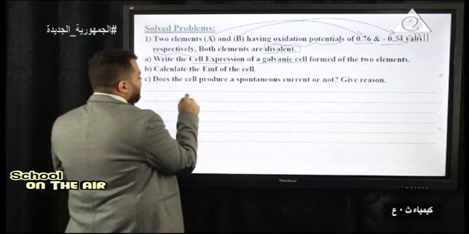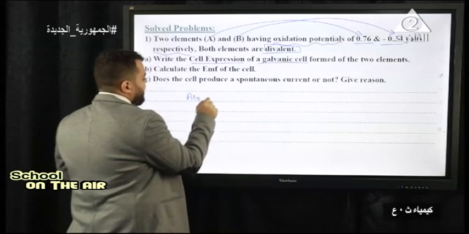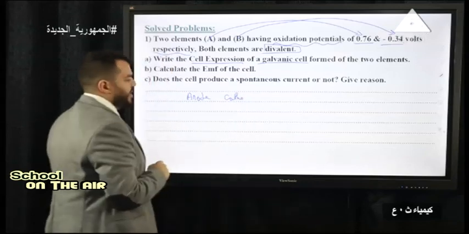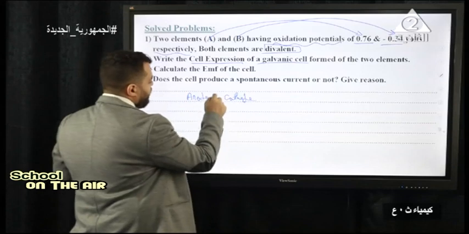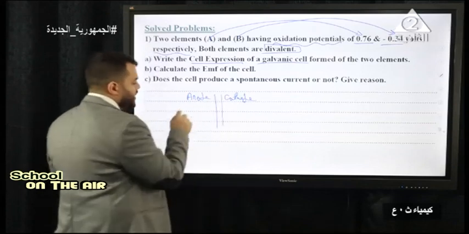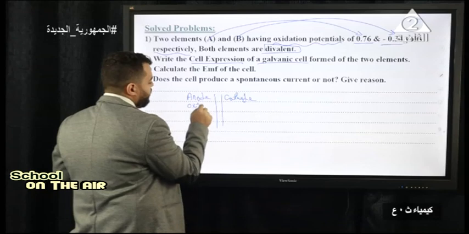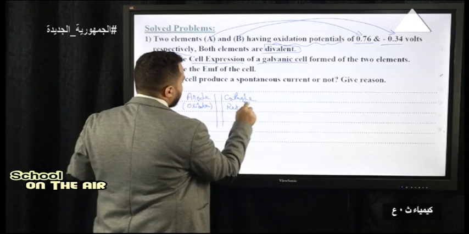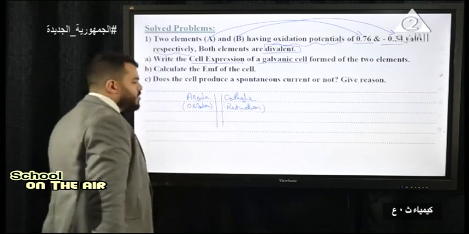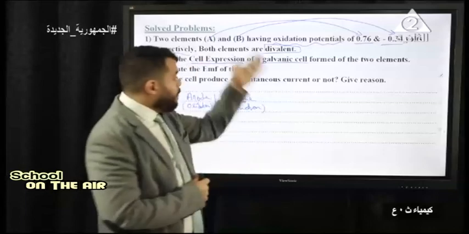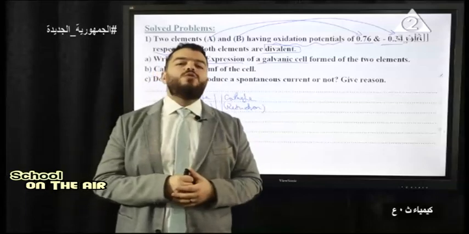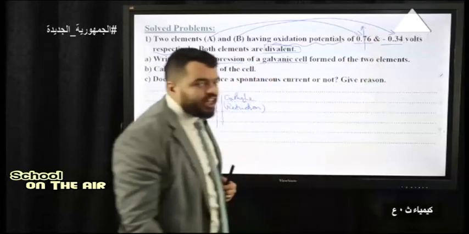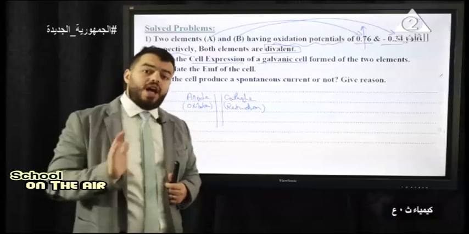Okay. The cell expression we have studied at the last session. We have to write anode and cathode, and there is a salt bridge between them. At anode, oxidation takes place, and at cathode, reduction takes place. You have to choose which element of them, A or B, will be oxidized and which element will be reduced. The element with the higher oxidation potential is the element which will be oxidized.